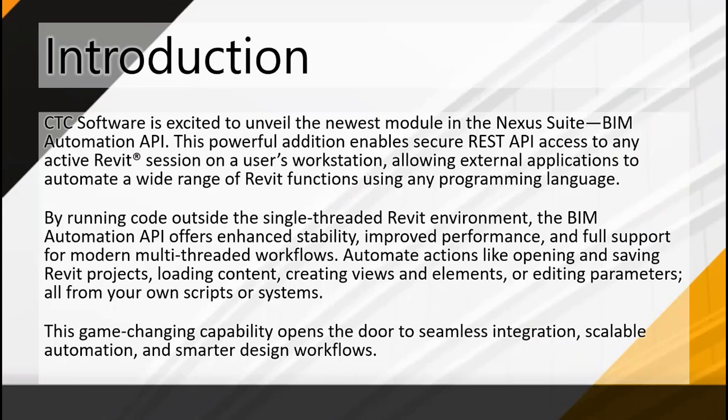So we are right now in this session unveiling the newest possible module here in the Nexus Suite. It's called the BIM Automation API. It installs by default. So if you're installing Nexus 26.1 or newer, it should automatically show up for you unless you've disabled it for some reason. Now, this allows you to have a secure REST API access to any active Revit session, especially on your workstation, but depending on how you set up your network security, you could also access other users' workstations if you want.